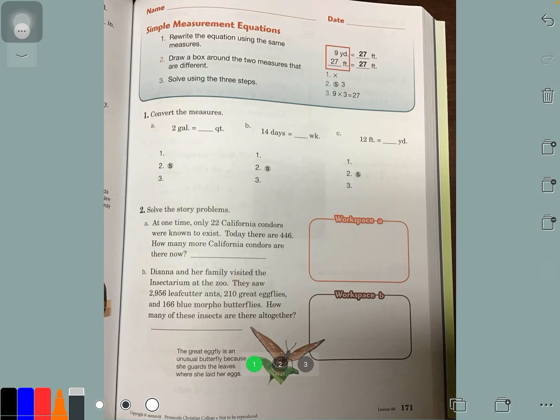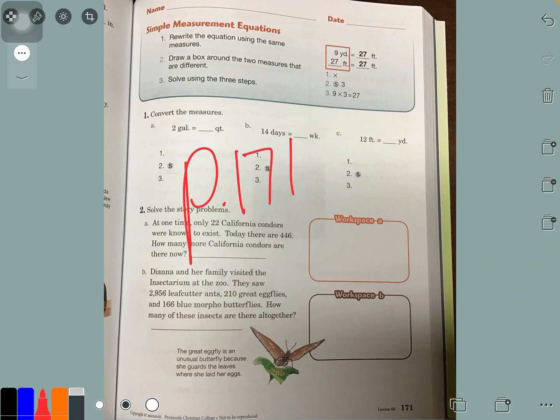So please be sure you're on page 171, so that we can do some math problems. We'll do some here and then we'll do some at our Zoom meeting. Alrighty, let's look at the first one.